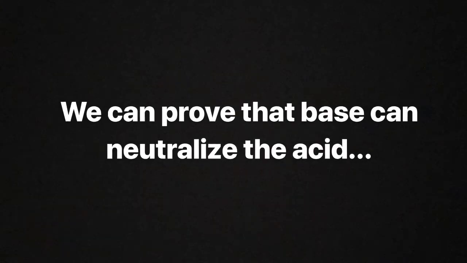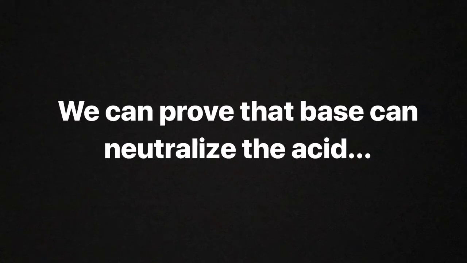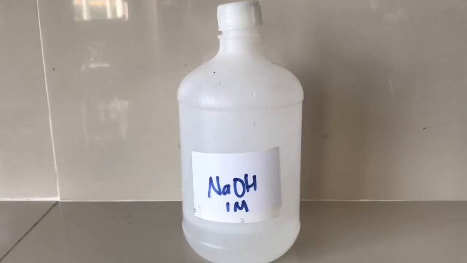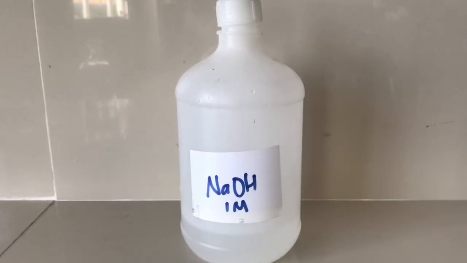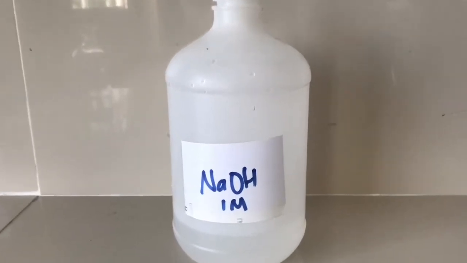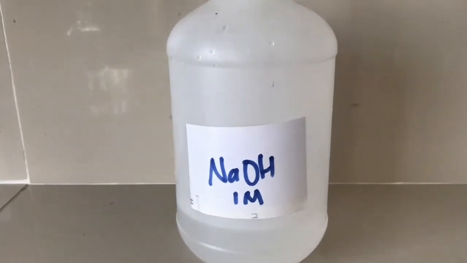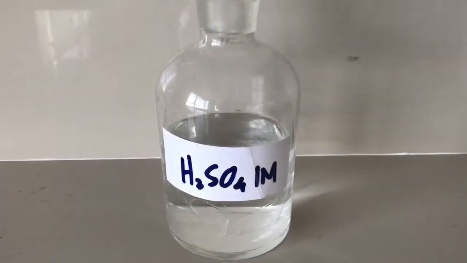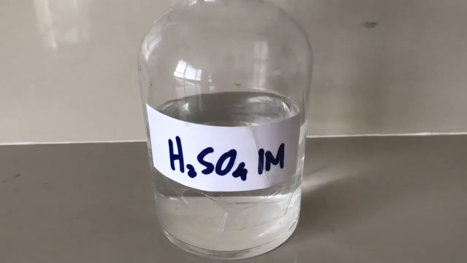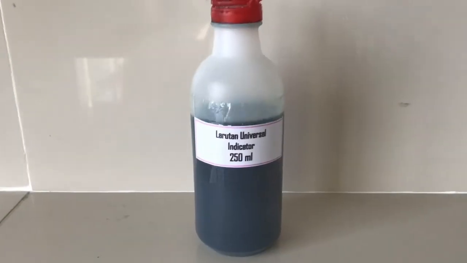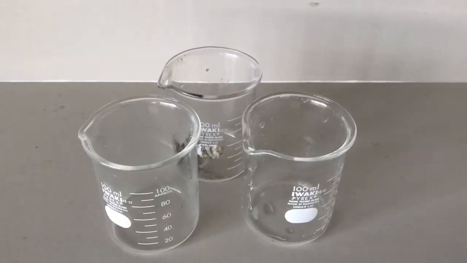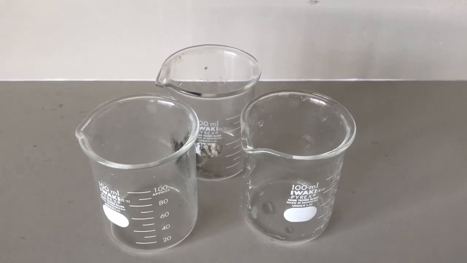Next, we're gonna do an experiment to prove that a base can neutralize an acid. First, we need a base, so we prepared sodium hydroxide. Next, we're gonna need an acid, so we prepared sulfuric acid. Next thing we need is a universal indicator. We also need 3 beakers of the same size.